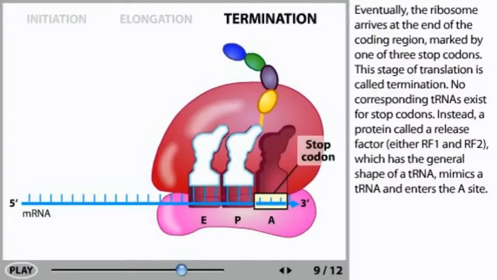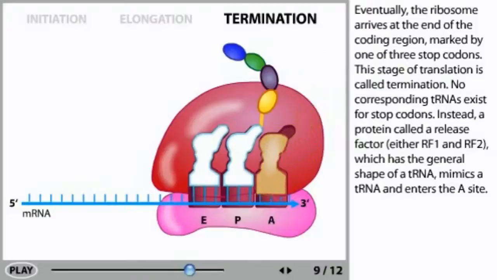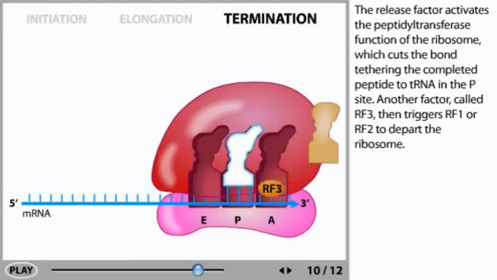No corresponding tRNAs exist for stop codons. Instead, a protein called a release factor, either RF1 or RF2, which has the general shape of a tRNA, mimics a tRNA and enters the A site. The release factor activates the peptidyltransferase function of the ribosome, which cuts the bond tethering the completed peptide to tRNA in the P site. Another factor called RF3 then triggers RF1 or RF2 to depart the ribosome.